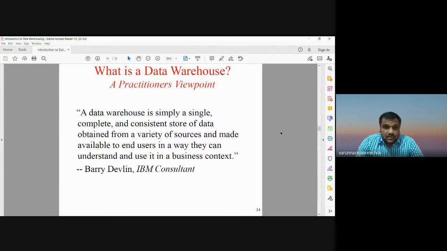In a practical and simplest way, a data warehouse is defined as a single, complete, and consistent store of data that may be obtained from a variety of sources, and made available to end users in a way that they can understand and use in the business context. This is one of the simplest definitions, given by Barry Devlin, an IBM consultant.